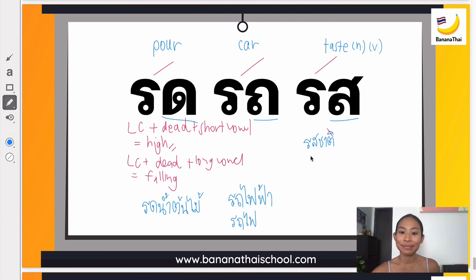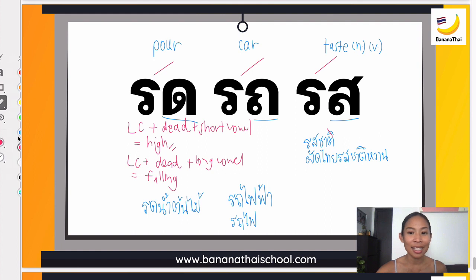For example, ผัดไทย รสชาติหวาน. What does it mean? ผัดไทย รสชาติหวาน means the pad thai tastes sweet. See, รสชาติ with สอเสือ ending. So these are the homophone words รด, รถ and รส, written differently according to the ending consonant.